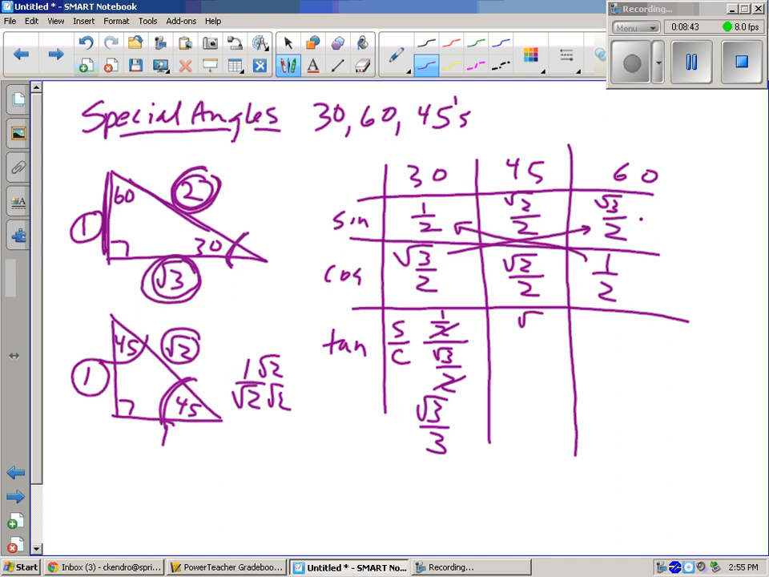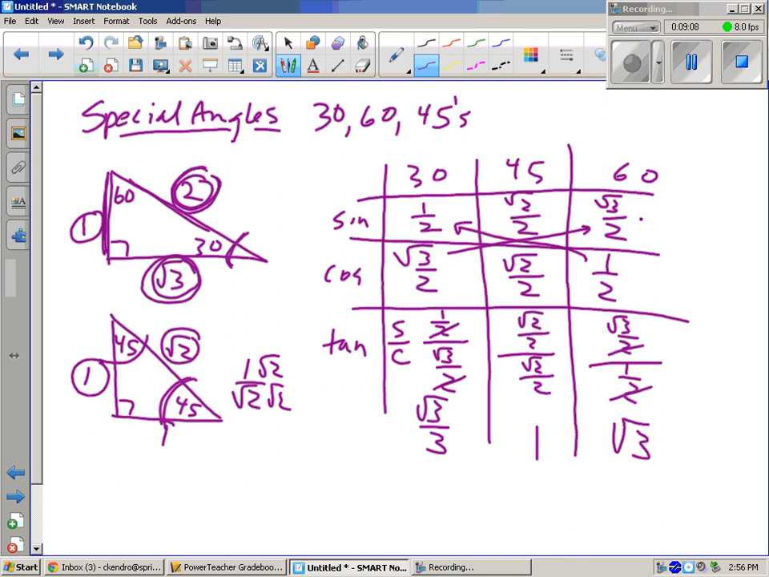Now what about this one? Sine over cosine. Everything cancels and it's just 1. And then for 60, it's root 3 over 2 over 1/2. 2's again cancel. I'm left with root 3. So those are the basic ones. I will show you on the circle how those work.